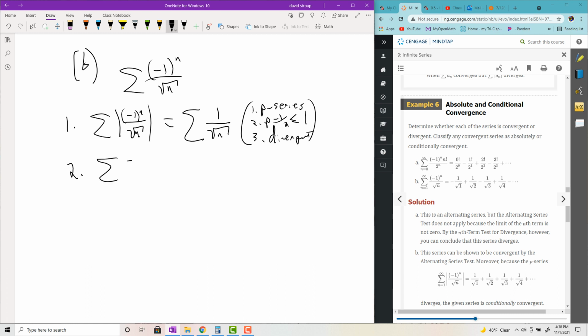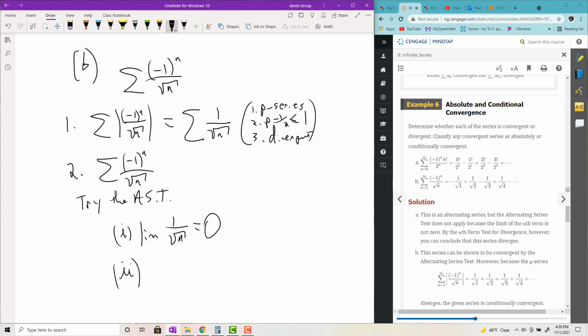So the series -1 to the n all over square root n. This is an alternating series, so we try the alternating series test. So the first step I'll just write as I. We take the limit of a sub n. A sub n is 1 over square root of n. Of course, this will equal 0.